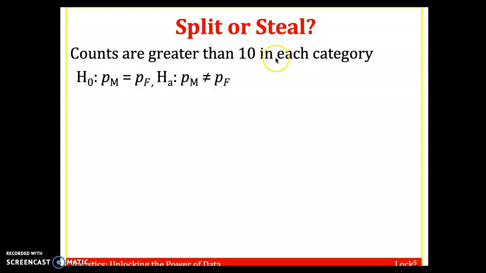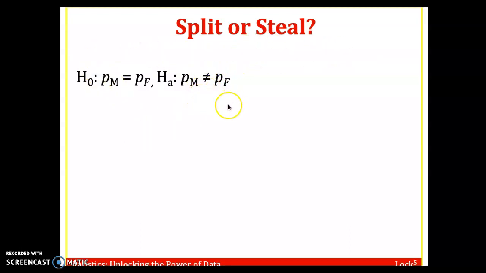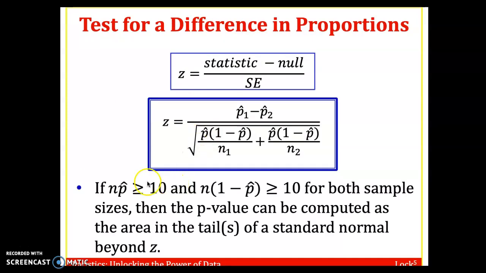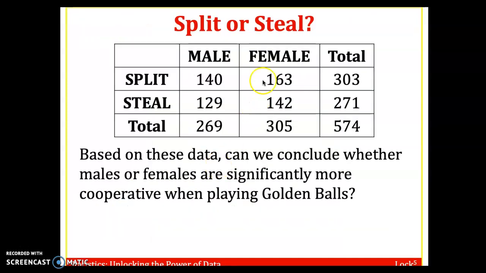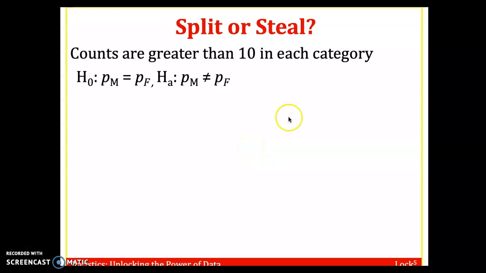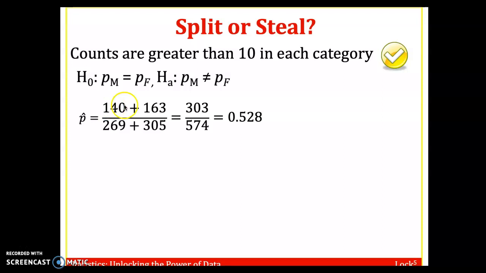Counts are greater than 10 in each category. Again, we could calculate these numbers, but if I just look at these values, these are all much, much greater than 10. So as long as all 4 categories are 10 or more, we could use Z. Our P hat is the 303 over 574 to be the 0.528.